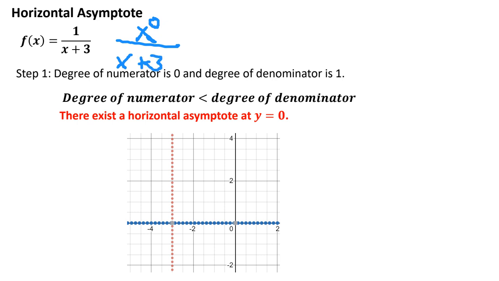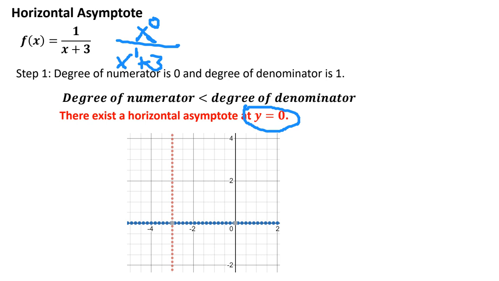So see here, the degree of the numerator is 0. It does have a degree, which is 0. The degree of the denominator is 1. So hence, the degree of the numerator is smaller than the degree of the denominator. So this guy has a horizontal asymptote at y equals 0. Again, it's represented as a dashed or dotted line here. All right, so let's move on.